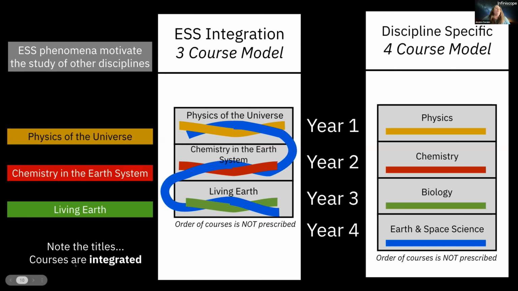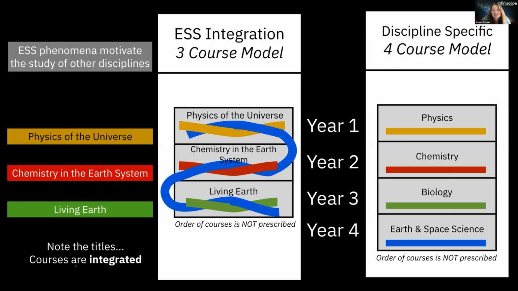So the 3-course model really folds earth and space science into all of the other content areas. It draws earth science into physics, into chemistry, into biology. And the courses here are called things like, and this is coming mostly from the state of California, but it really applies across the nation, physics of the universe, chemistry in the Earth system, and the living Earth.